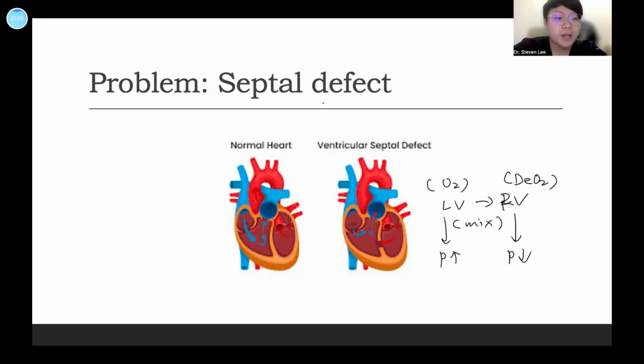How do we solve this problem? It depends on the size of the defect. If it's very, very small, sometimes they might not need to close. If it's impacting the person, causing problems like fainting, chest pain, difficulty in breathing, then we might need to close it up.